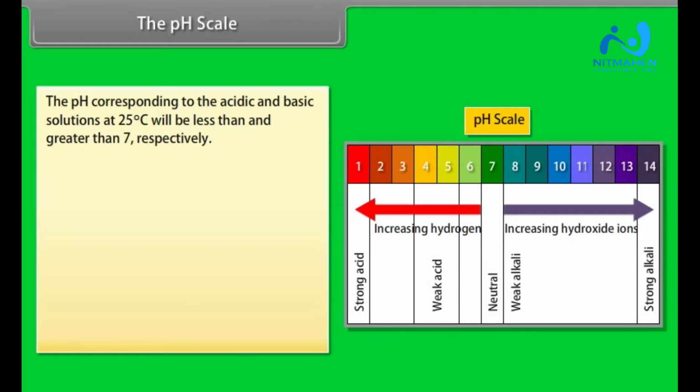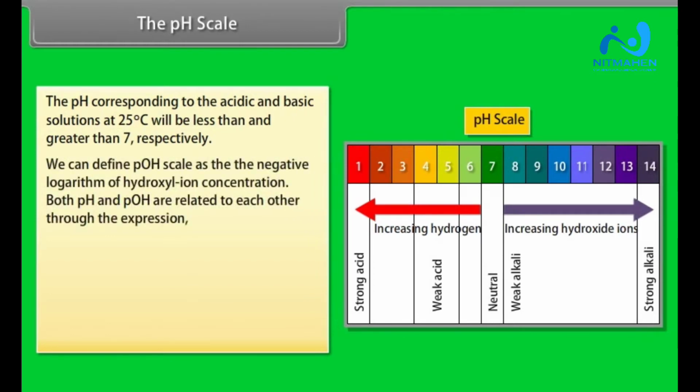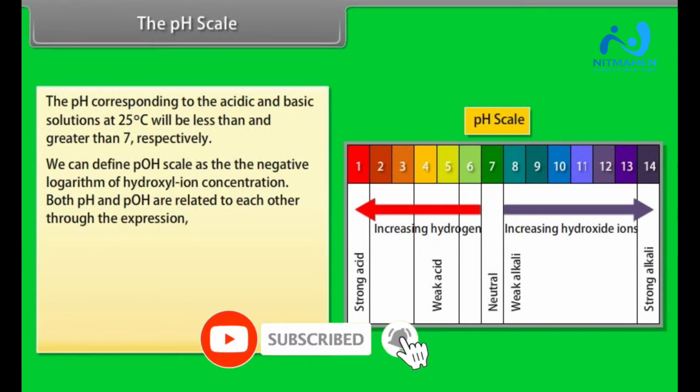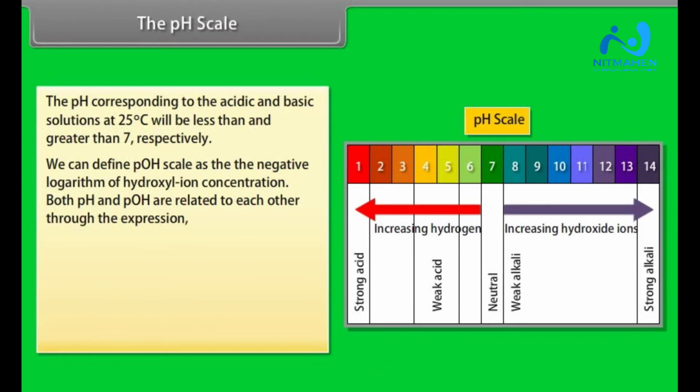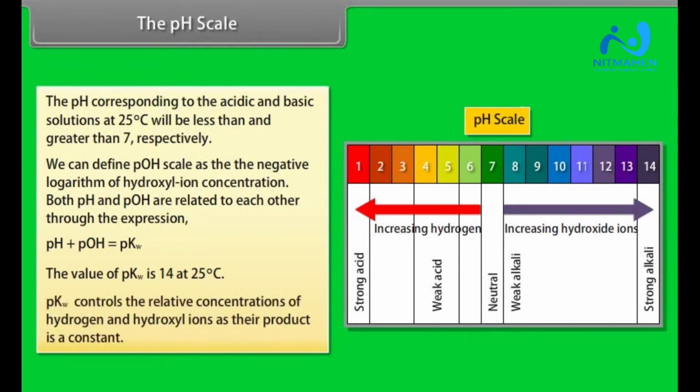The pH corresponding to acidic and basic solutions at 25 degrees Celsius will be less than and greater than 7 respectively. We can define the pOH scale as the negative logarithm of hydroxyl ion concentration. Both pH and pOH are related to each other through the expression pH plus pOH is equal to pKw. The value of pKw is 14 at 25 degrees Celsius. pKw controls the relative concentrations of hydrogen and hydroxyl ions as their product is a constant.